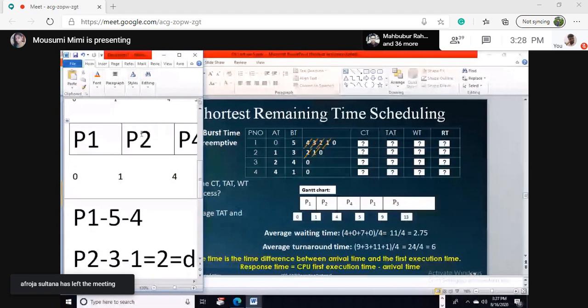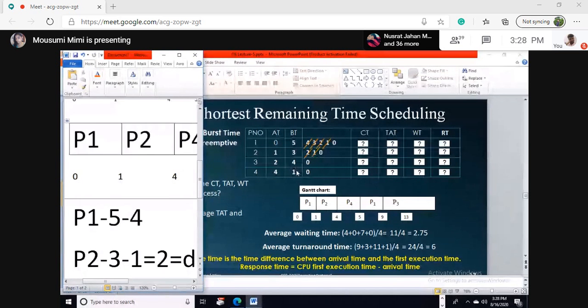Now at 4 seconds another process comes, that is my process 4. Look at the arrival time. Now I have a total of three processes in my hand: process 4, process 3, process 1. Process 1 is in the suspended state. Process 3 and process 4 are fresh. Now look at the burst time. Process 4 is 1. Process 3's burst time is 4. Process 1's remaining burst time is 4. So which is the smallest? Process 4 is the smallest.